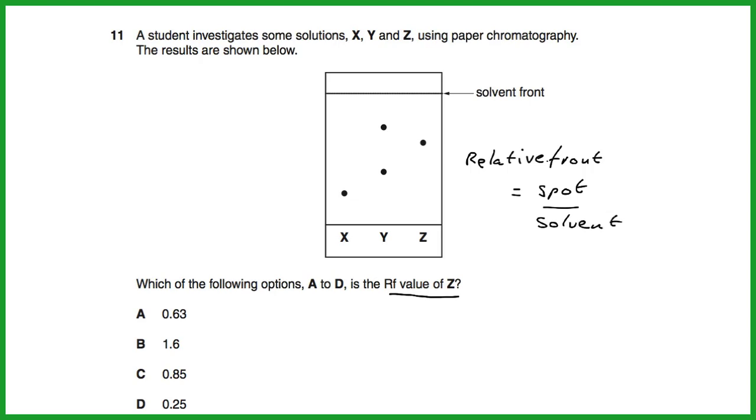And this means you can compare chromatograms which have been run for different lengths of time. So for Z, you need to measure the distance travelled by the spot and then divide by the distance travelled by the solvent, and that gives you the RF value. And if you do that, you realise the answer is A, 0.63.